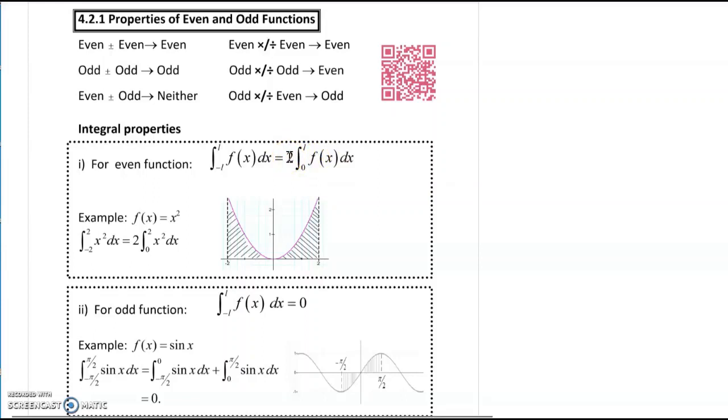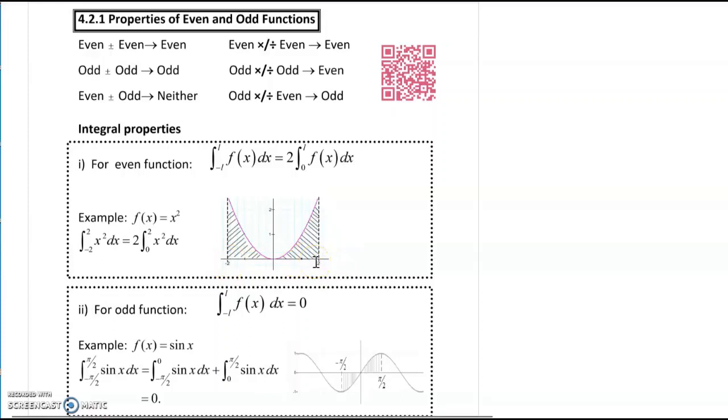Now look at the explanation in terms of a diagram. Take the example, the even function f(x) equals x squared. So we know x squared is the even function. Now let's say we want to integrate x squared from negative 2 to 2. So this is the graph of x squared. Now we want to integrate from negative 2 to 2.